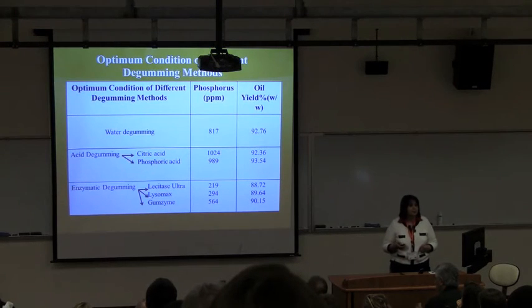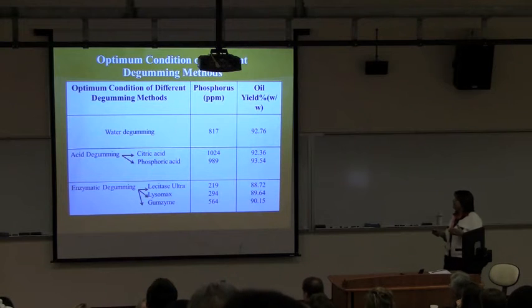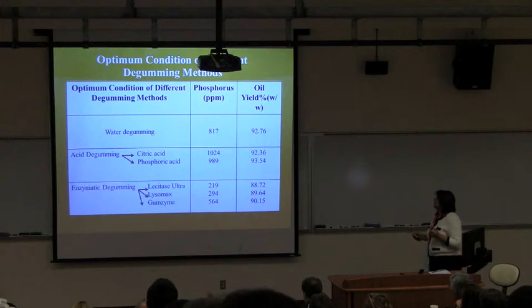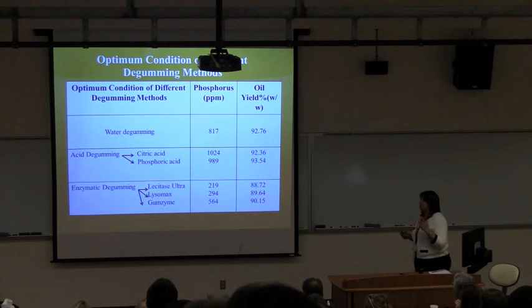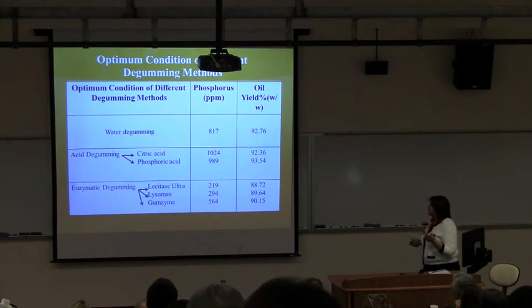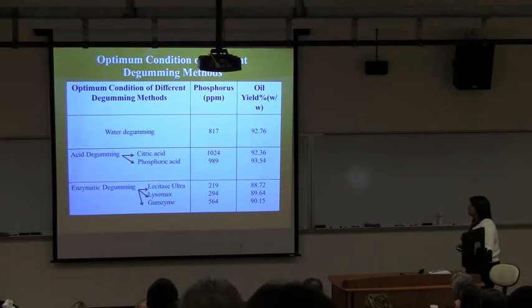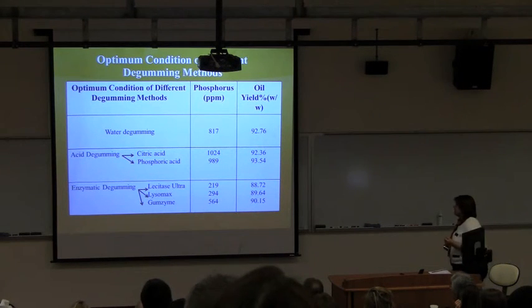And I got the results. I compared the optimum conditions for the different kinds of degumming process. For water degumming, the phosphorus content was 817 parts per million, with an oil yield of 92. For acid degumming, with citric acid the phosphorus content was 1024 and the oil yield was 29, and with phosphoric acid the result was 989 and the oil yield was 93.